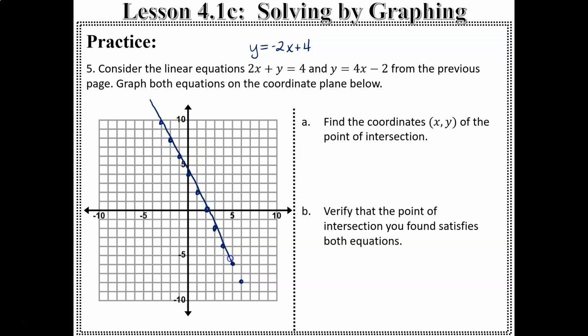it's really important to use rulers here so that you can see where the actual intersection of the two lines is. Now I'm going to graph y equals 4x minus 2, so I'm going to start at minus 2, and my slope is 4/1.